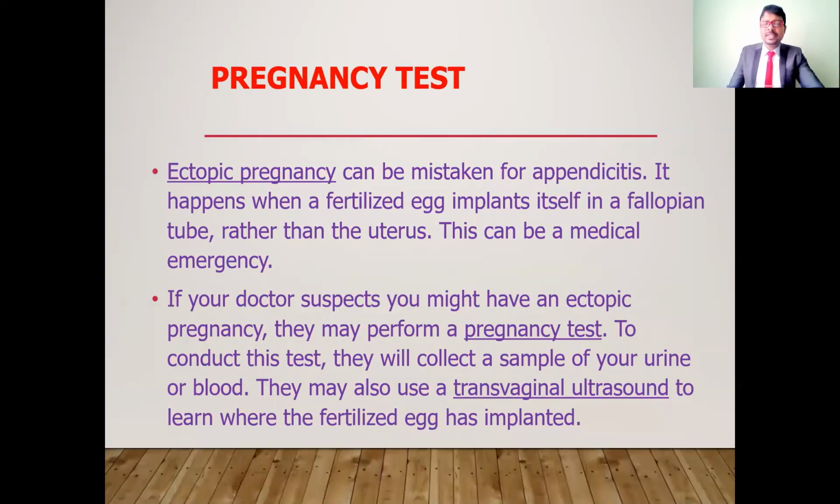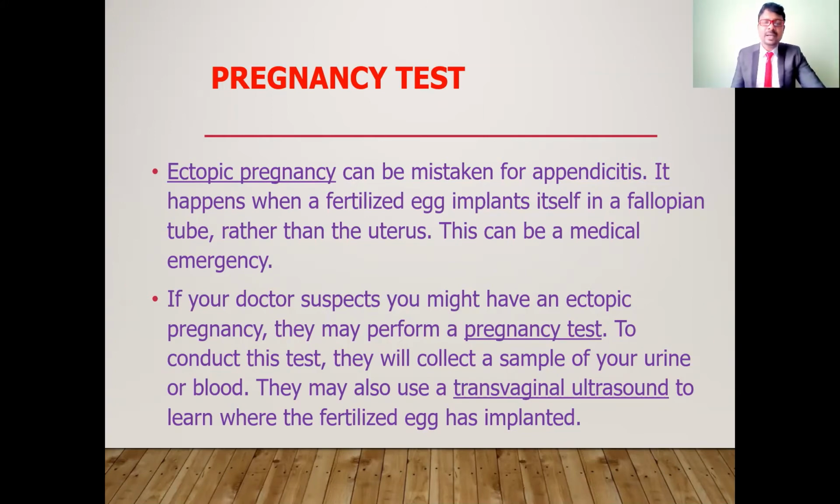And also the special test, especially the pregnancy test, is very important, because an ectopic pregnancy can be mistaken for appendicitis. Ectopic pregnancy means displacement of the fetus into the fallopian tubes. Normally it is supposed to be implanted in the uterus, but because of some abnormality, the fetus develops in the fallopian tube.